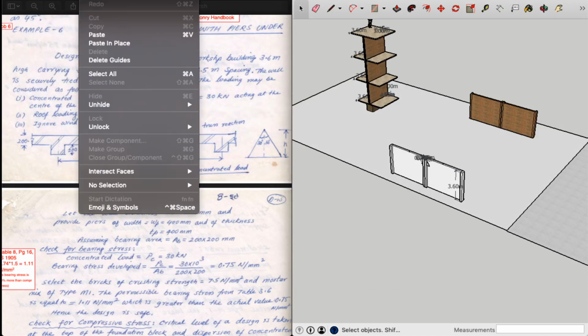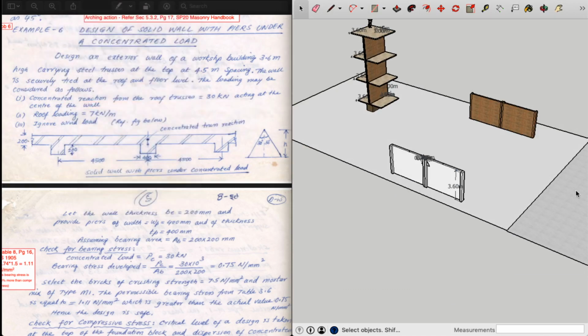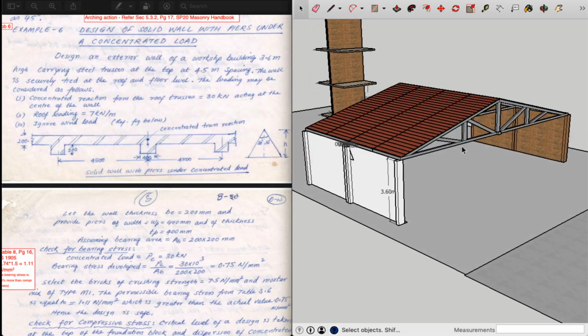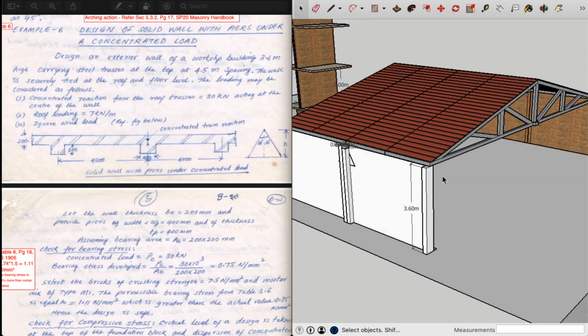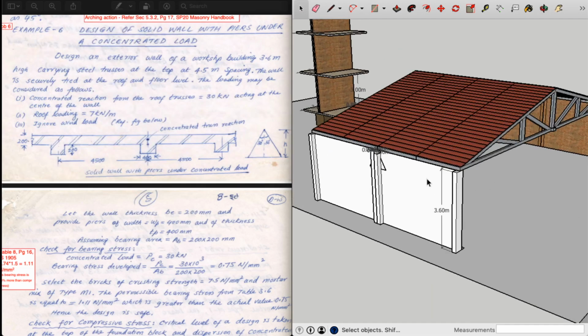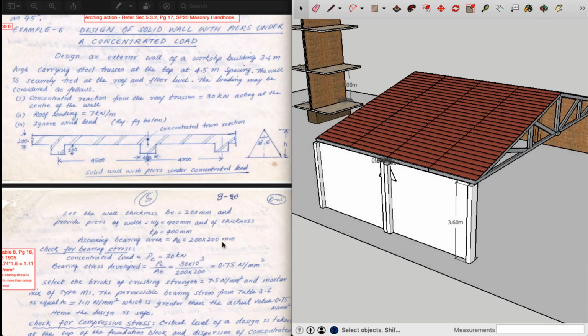If you see this truss, the truss is exhibiting a certain amount of roof load that is acting upon these two walls. That is 7 kilonewtons per meter. Next, moving on, we are ignoring any wind loads or seismic loads in this particular condition to make the solution much simpler.